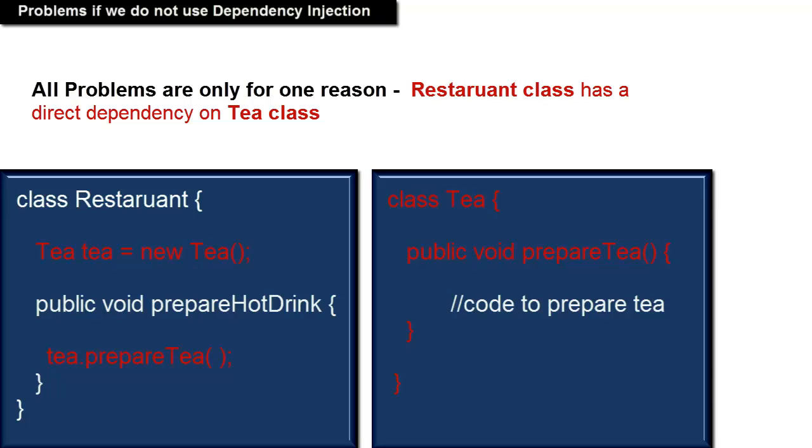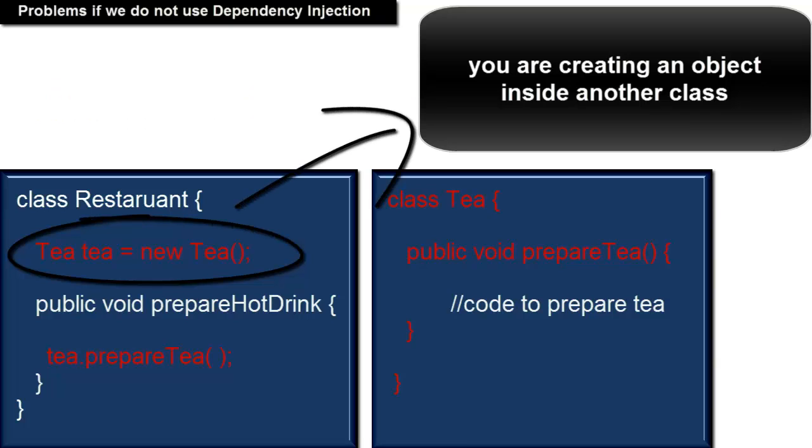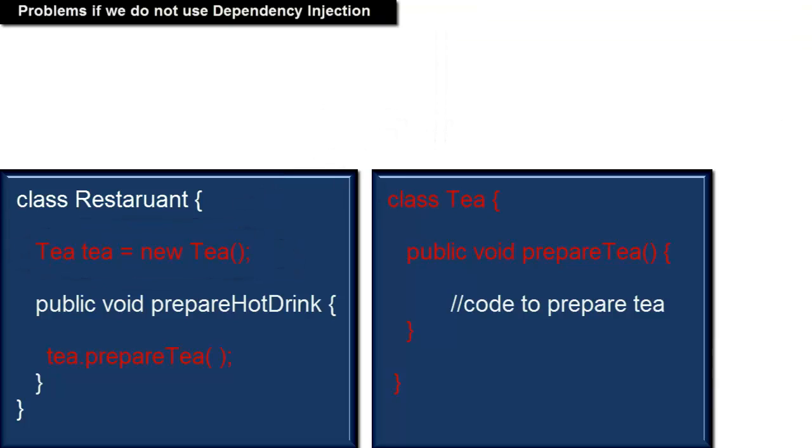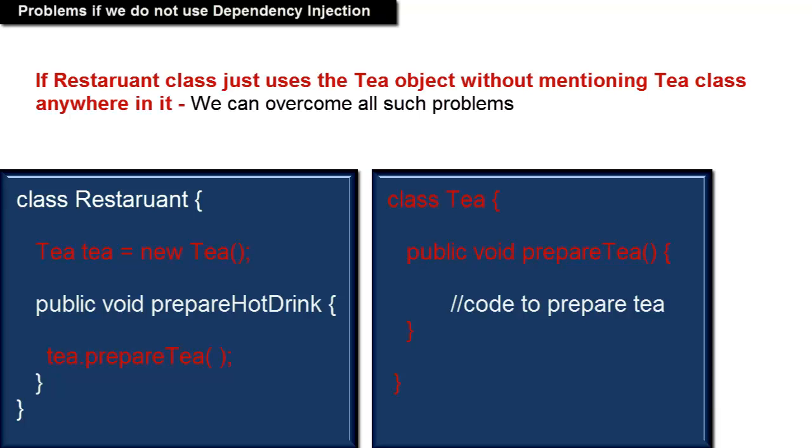Problems are only for one reason. A restaurant class has a direct dependency on the Tea class. You are creating an object inside another class using new operator and consequently making restaurant class so much tightly coupled with the Tea class. If there is some technique or a design suggestion with which a restaurant class just uses the Tea object without mentioning Tea object anywhere in it, we would surely remove the direct dependency and overcome all such problems.